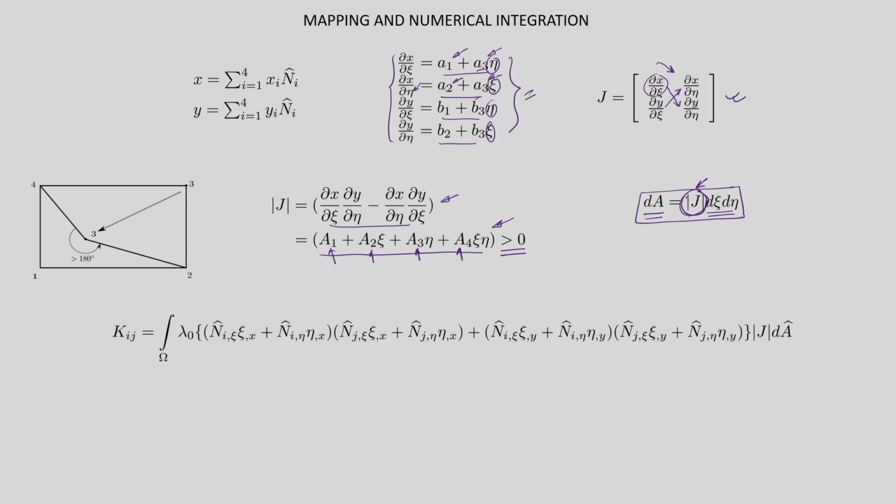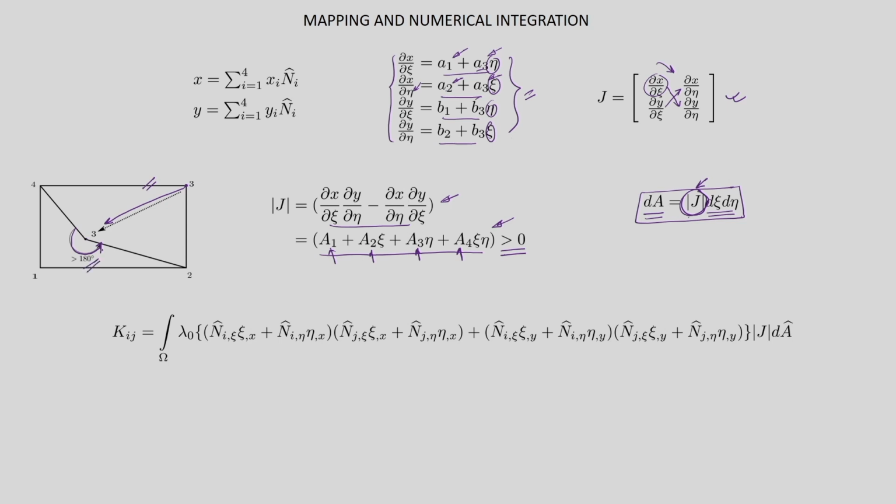Now, we have seen that if this is a quadrilateral element initially, and we drag this node gradually like this, alright, to a point where the internal angle of this quadrilateral element at the node becomes greater than 180 degrees, alright.